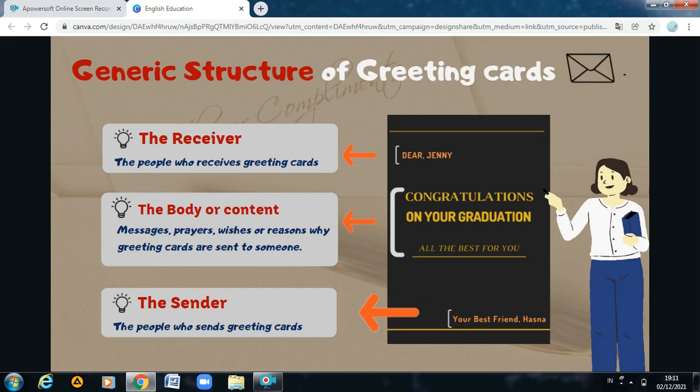Okay, how about the deficiency for this slide? I think this slide is in accordance with the lesson plan that I conveyed, so I don't find any deficiency in this slide. Okay, we jump to the next slide.